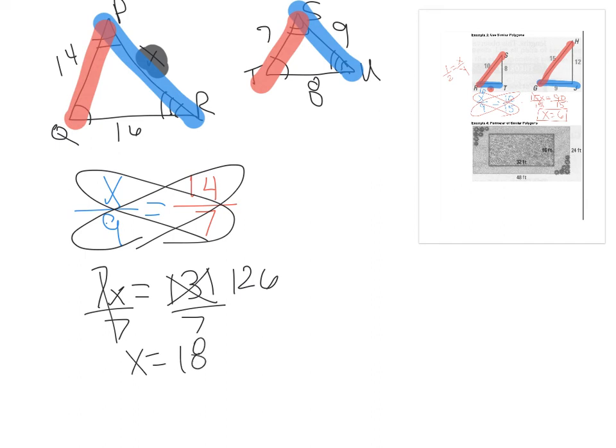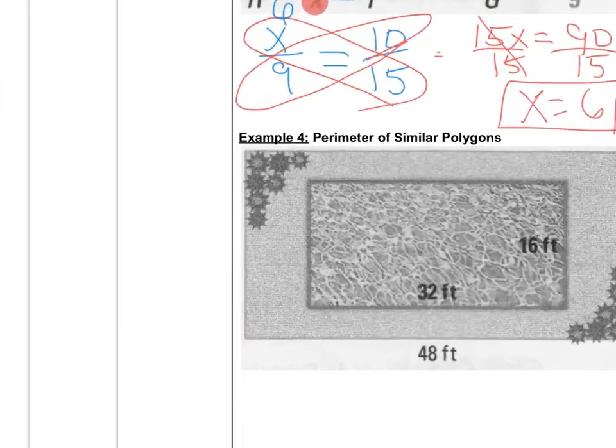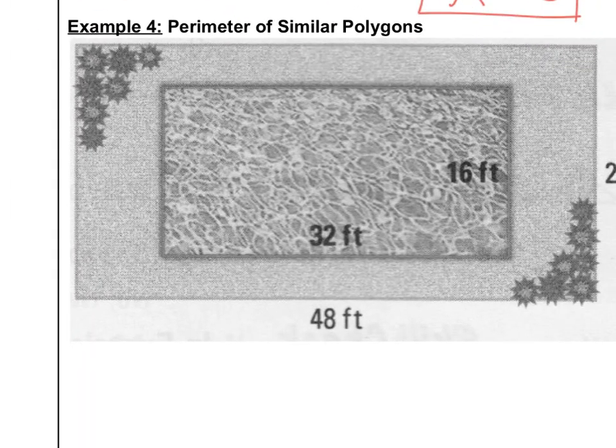All right, so this side up here, this PR, is equal to 18. Hopefully doing this extra problem helped you out a little bit with example 3. Zoom back in, and let's talk about example 4.